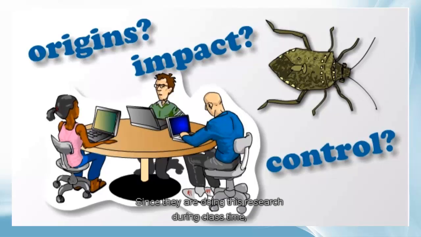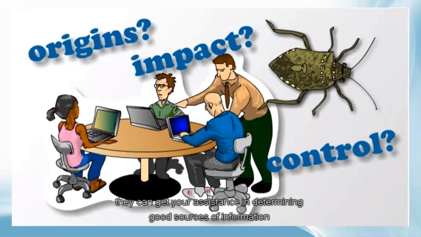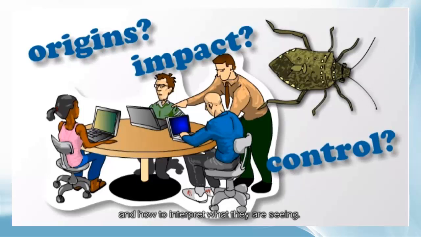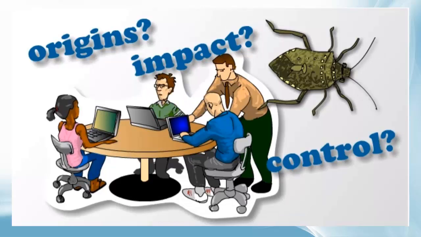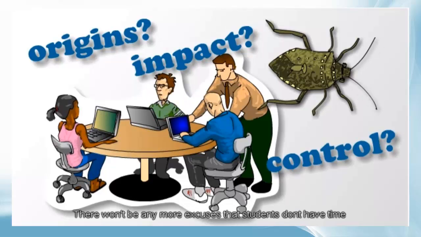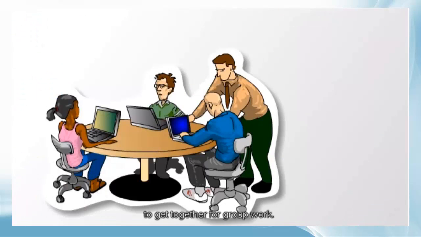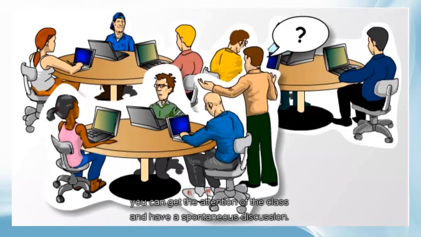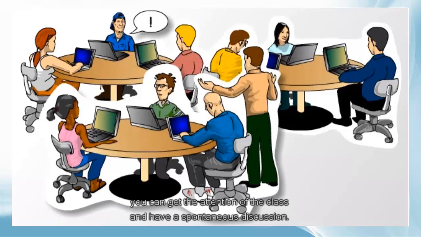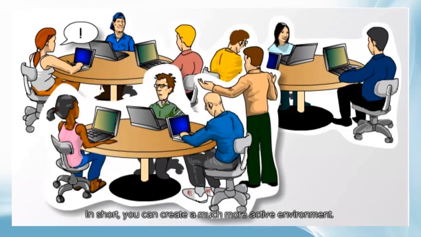Since they're doing this research during class time, they can get your assistance in determining good sources of information and how to interpret what they're seeing. Also, you'll get a better idea of which students are doing their fair share of work in their groups. There won't be any more excuses that students don't have time to get together for group work. If an interesting idea comes from one group, you can get the attention of the class and have a spontaneous discussion. In short, you can create a much more active environment.